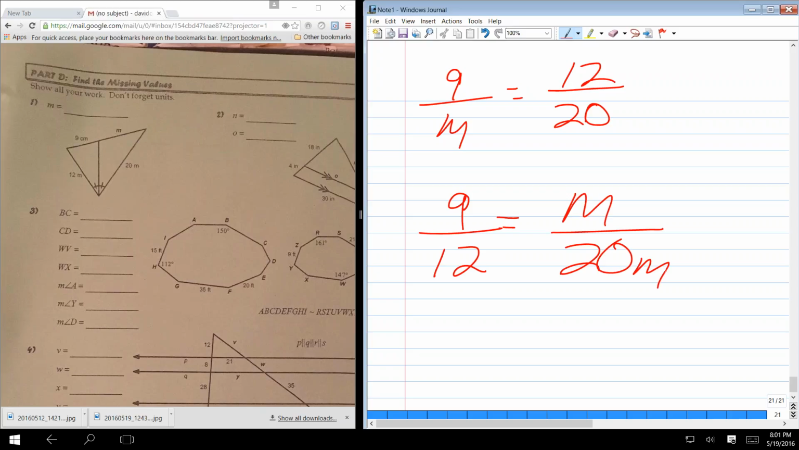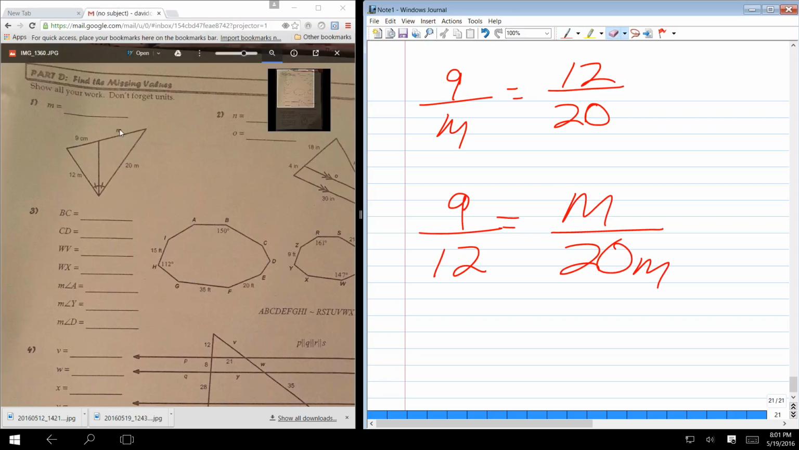Whether they intentionally meant to put an m there, or that means meters. I bet that's a variable. Yeah, probably.